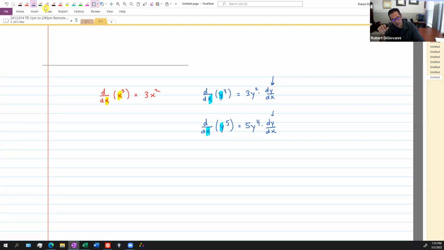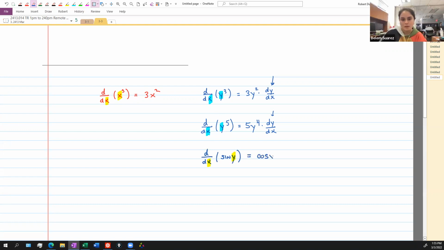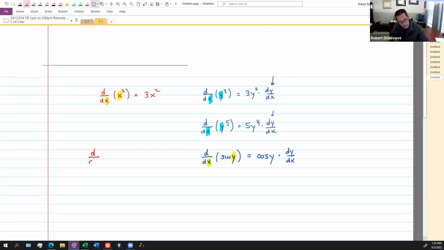Let me give you another one. What about the derivative with respect to x of sine of y? That's still chain rule because x and y don't match. So what do y'all think? Cosine y first, times dy/dx. Contrast that with the derivative with respect to x of sine of x. That answer would just be cosine x.